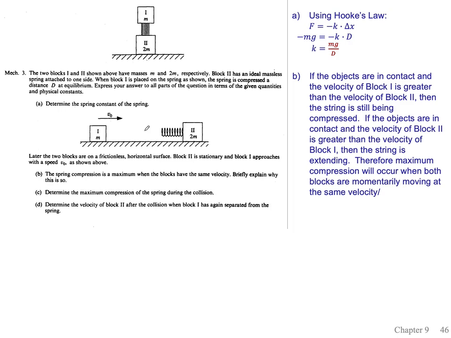C, determine the maximum compression of the spring during the collision. How do we solve that? First of all, we have to figure out how fast they're going to be moving during the collision. So using momentum conservation, initial momentum is just m times v0. The final momentum, when they're briefly moving together, the mass is going to be 3m. Remember, the spring is massless. Times v final. And the final velocity is going to be v0 over 3, briefly, when they're both moving at the same speed.